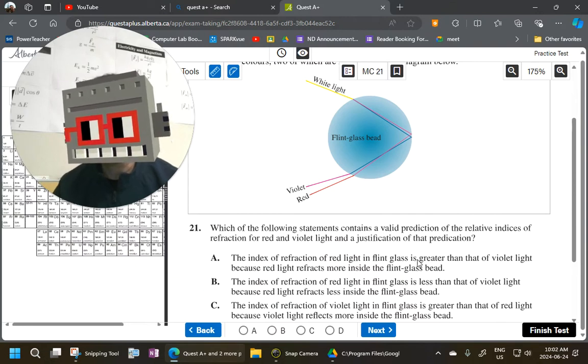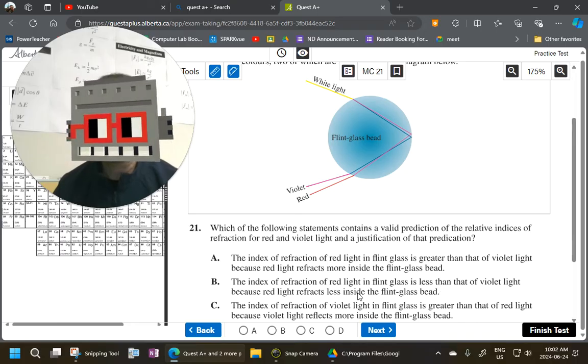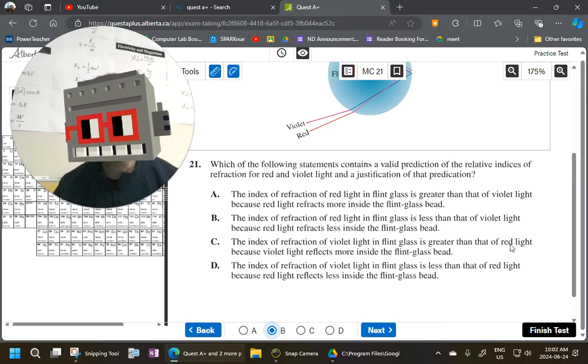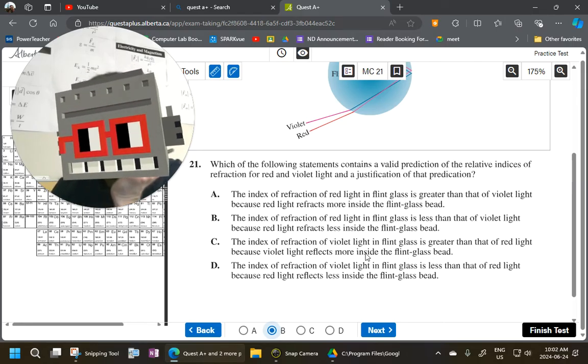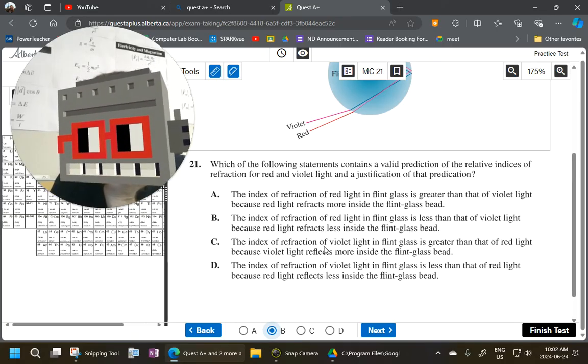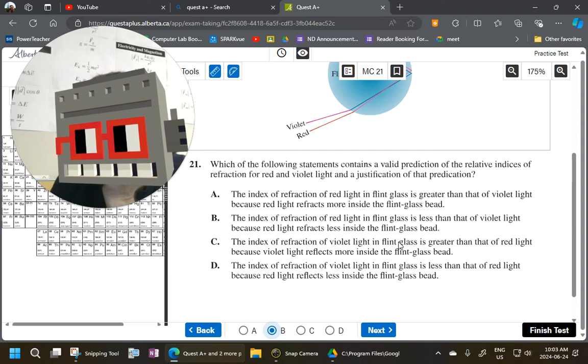So it can't be A because it says red has a higher index of refraction. It's less than violet light because it refracts less. That makes more sense. I kind of like that answer so far. Let's read through the rest of them. Index of refraction is greater because violet refracts more. What's the difference between those two things? Red is less because it refracts less, is greater because violet refracts more.